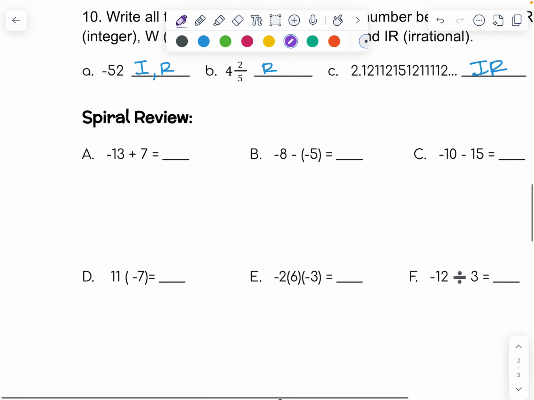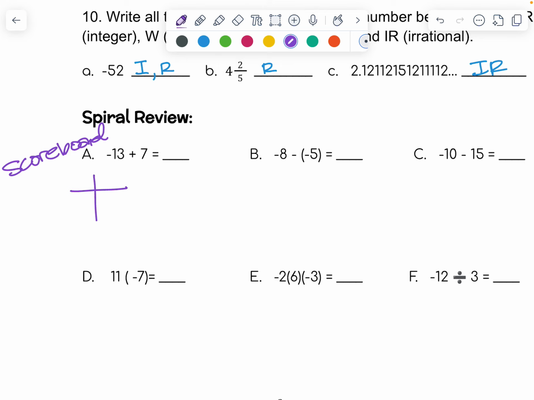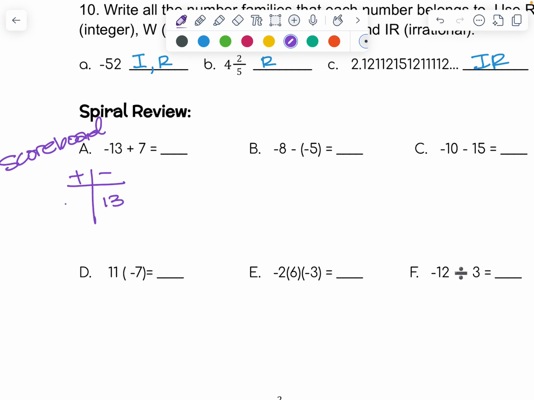All right, we're on our last section. Okay, for all of these, I would recommend doing the scoreboard. Anytime you add or subtract, scoreboard is really helpful. Just picture it. You have 13 negatives, 7 positives. What team's winning? Oh, the negative team. How many are they winning by? They're winning by 1, 2, 3, 4, 5, 6.